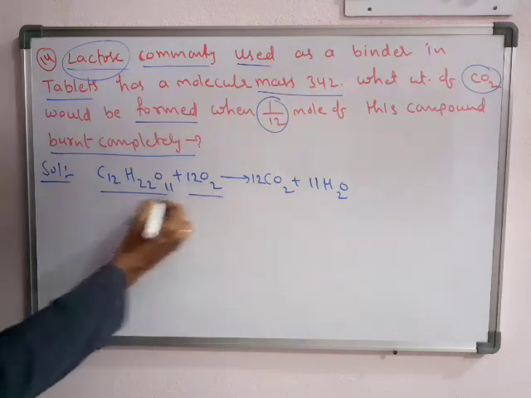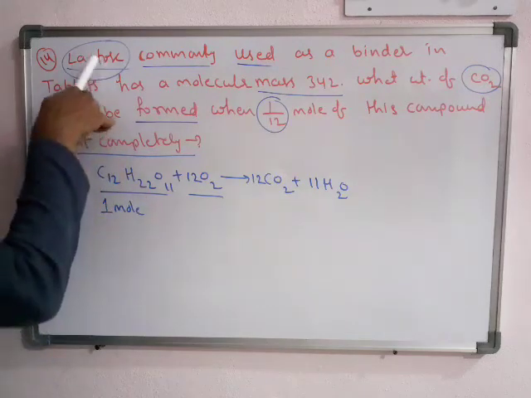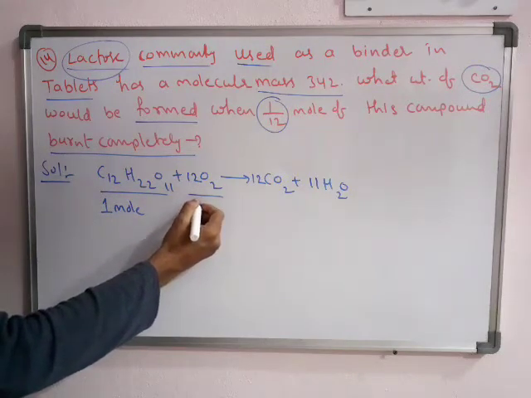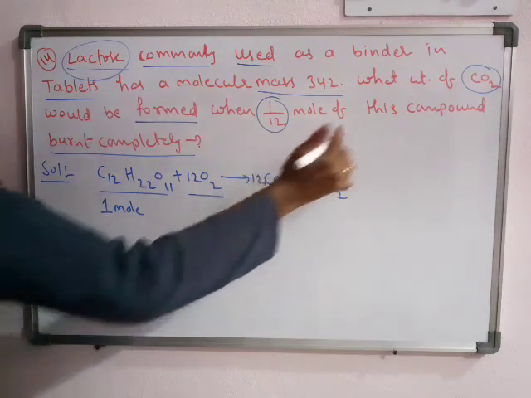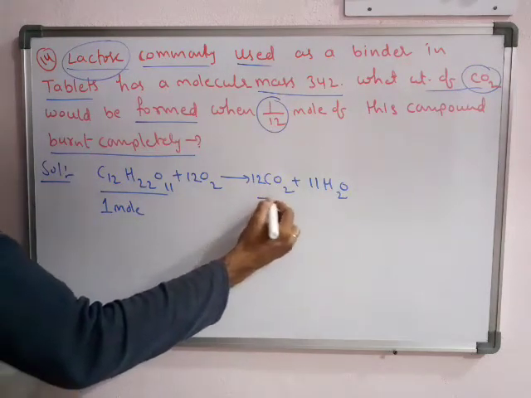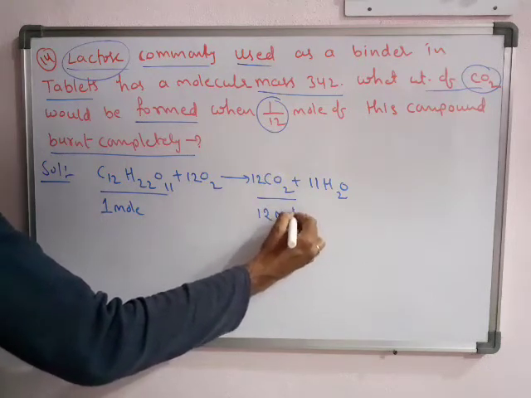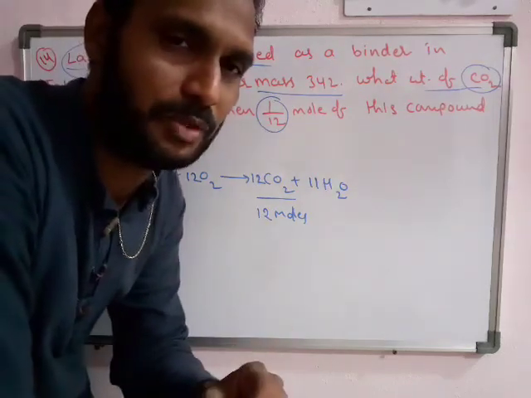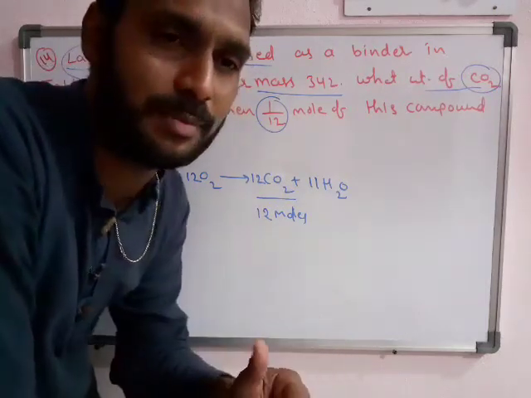So 1 mole of lactose reacts with 12 moles of oxygen. But here we have to know the relation between carbon dioxide and lactose; no need to worry about oxygen. From 1 mole of lactose combustion we are getting 12 moles of carbon dioxide.